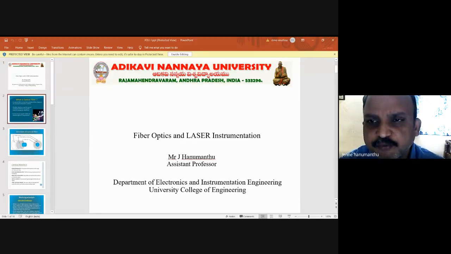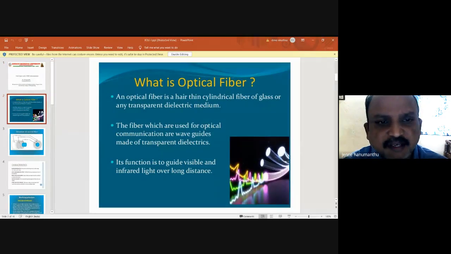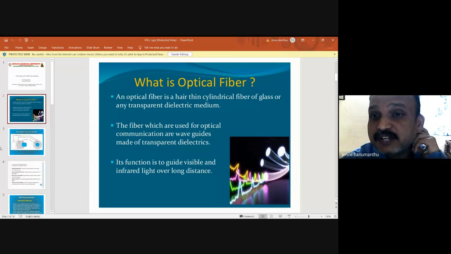Fiber is a waveguide. An optical fiber is a hair-thin cylindrical fiber of glass or any transparent dielectric medium. Sometimes not only glass, maybe plastic also. So it is very hair-thin. The diameter of the fiber is less than or almost equal to a hair. You understand how small the size of the optical fiber is, right?